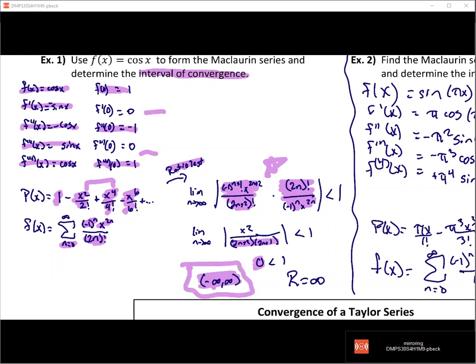Now, we should have seen this when it comes to cosine. The cosine interval of convergence is -infinity to infinity. That's something we're going to need to know very, very soon and know it very well.